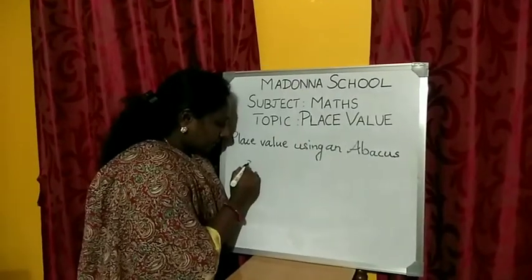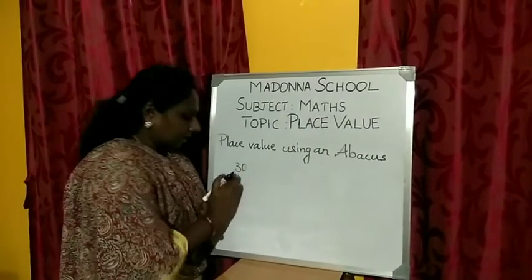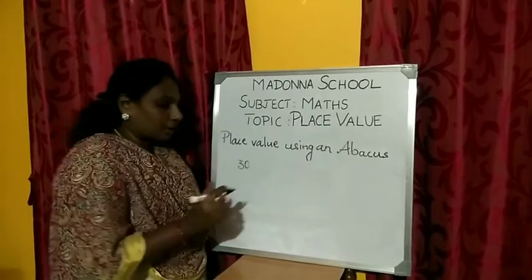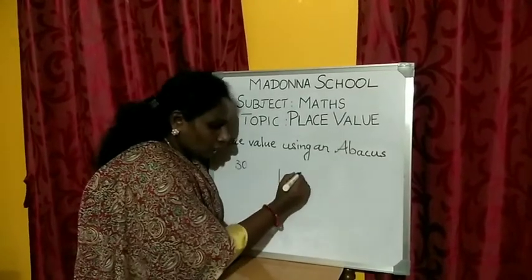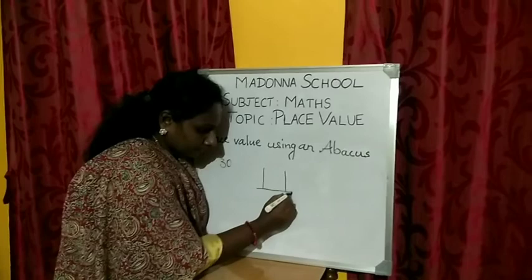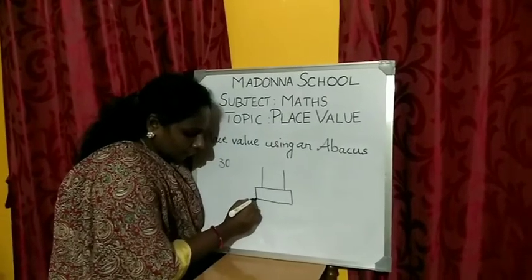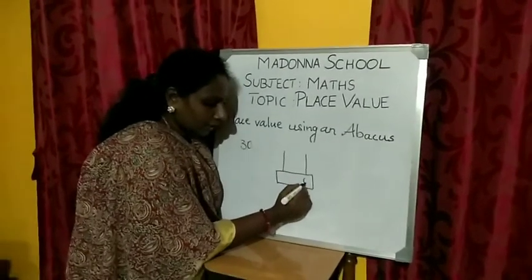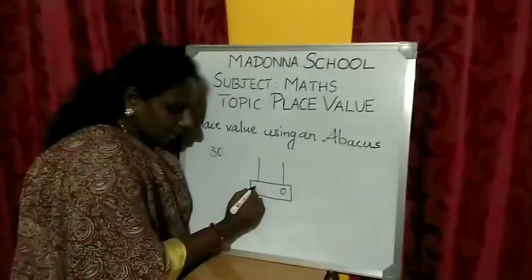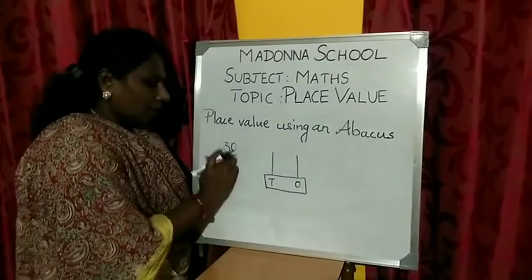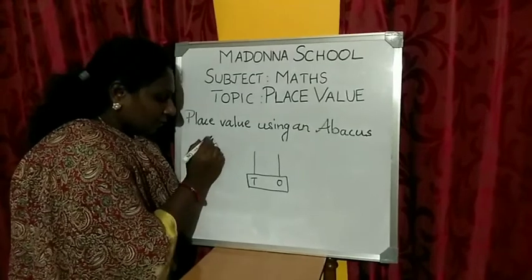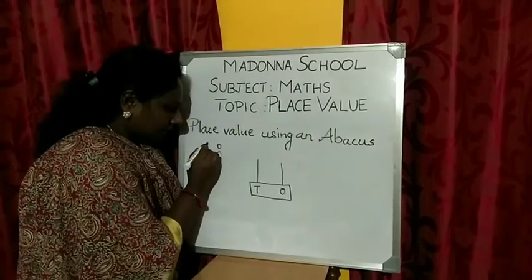Next example is 30. 30 is a 2-digit number. So you have to draw 2 rods. See here, I am drawing 2 rods. The first place is called what, children? Ones. Same way you write. Second place is called tens. Now here in this number, first place is ones, second place is tens.